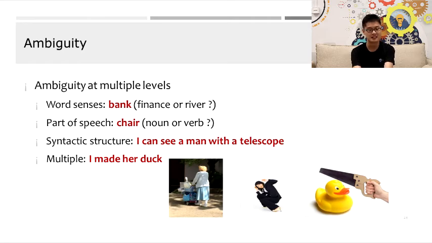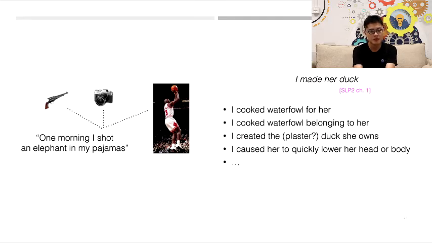The tongue twister is too hard for a machine to understand, but even simpler sentences cannot be understood either. Syntactic structure. I can see a man with a telescope. So who is with a telescope? Whether it's I or a man. Multiple meanings. I made her dark. It could have different images as you see. One morning I shot an elephant in my pajamas. Whether it's to shoot with a gun, with a camera, or with your hands in a basketball game, we don't know.